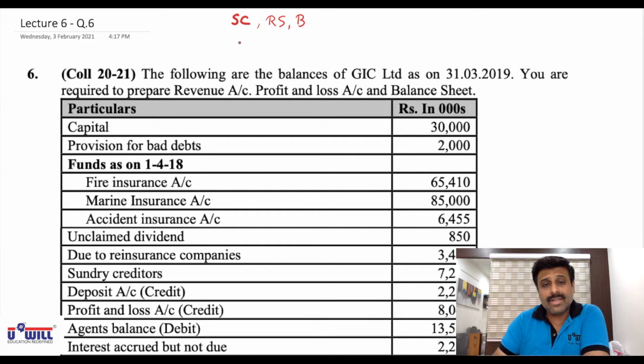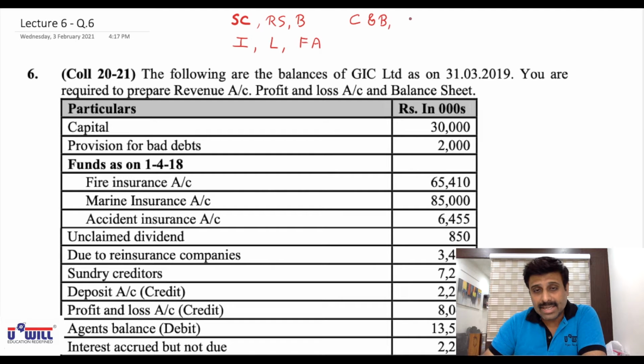Within application of funds we had very first investments, will mark it as I. Loans we will mark as L. Fixed assets will mark as FA. Then we had current assets. Within current assets we had cash and bank balance, will mark it as C and B. And then we had other assets, advances and other assets. Advances are to be shown separately and other assets are to be shown separately. So advances we will mark as A and other assets as OA.